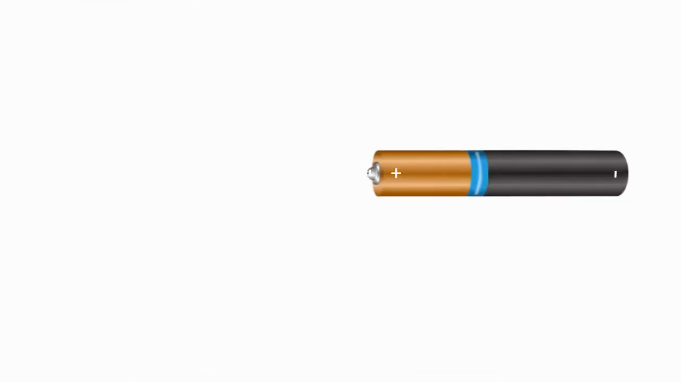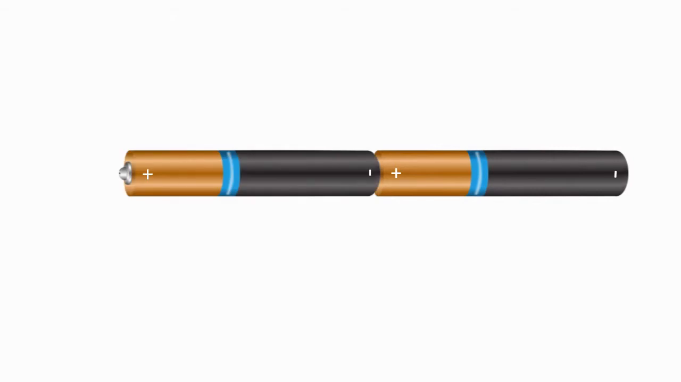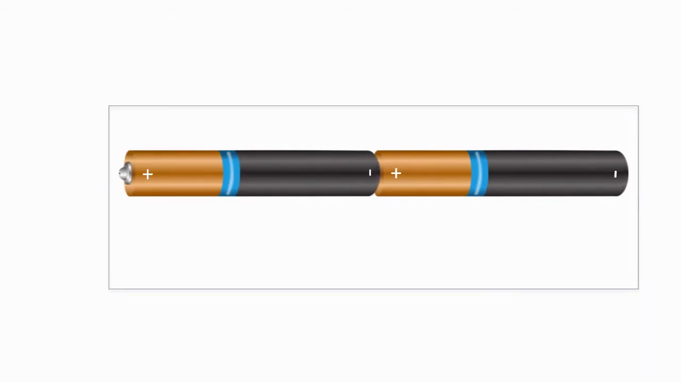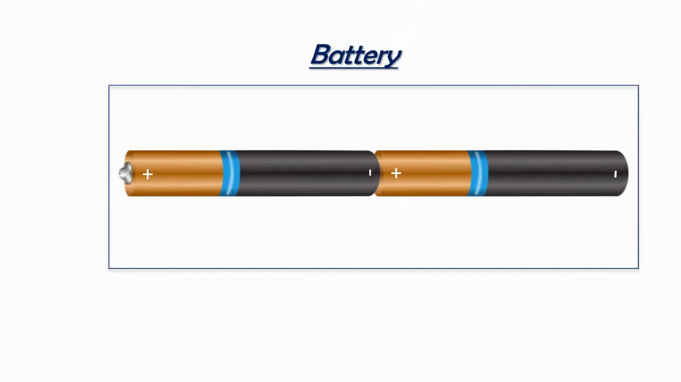Now take a cell and connect it with another cell. This is called a battery. Batteries are a collection of one or more cells. Let us understand this in more detail.